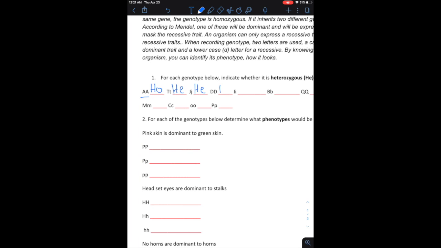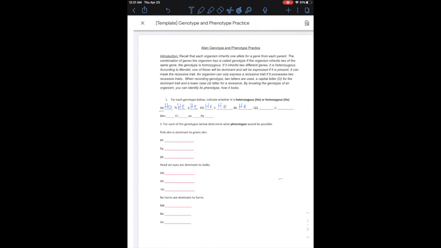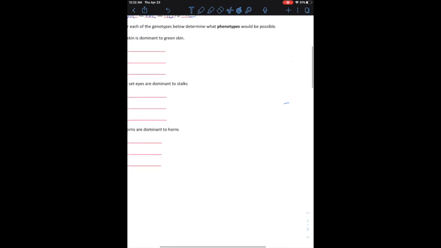Heterozygous, 1 capital, 1 lowercase. 2 capital, homozygous. 1 capital, 1 lowercase, hetero. Capital, homozygous. Capital, lowercase, hetero. 2 lowercase, homozygous. Capital and a lowercase, heterozygous.